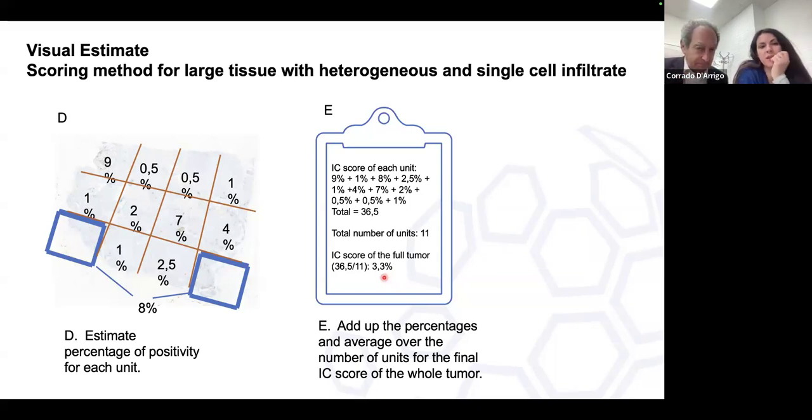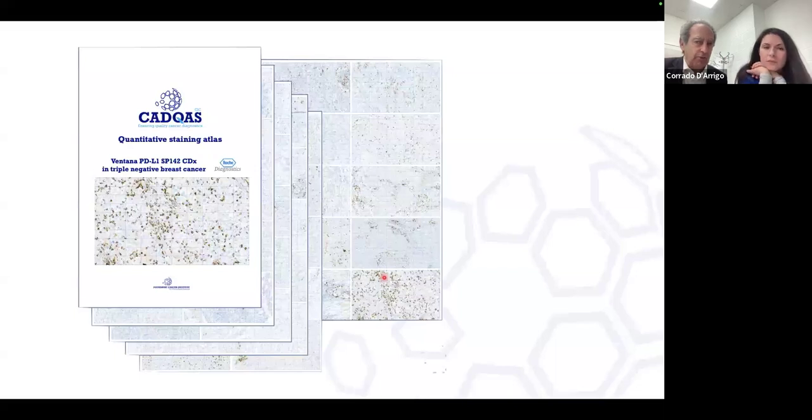I think I used a lot of this on glass slides, or when I have a core, it's much easier to divide it into smaller units. Okay, so this is the atlas I was telling you about. I think it's worthwhile because it's organized in progressively higher percentages, and that is a visual representation of what these numbers should look like.